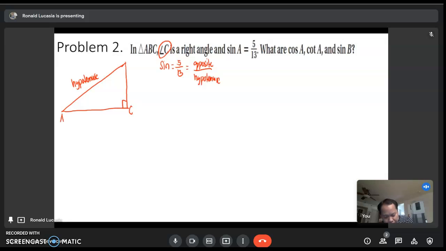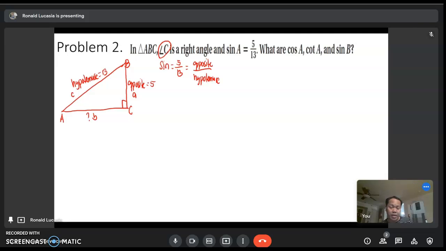So this will be our A and this will be our B. Be careful when writing where angle A and angle B are. Go back to the given, which is sine A. Sine A is opposite over the hypotenuse. So our hypotenuse is 13 and our opposite side, which is this one, is equal to 5. We're looking for this one, which is B; opposite is A, and the hypotenuse is C.